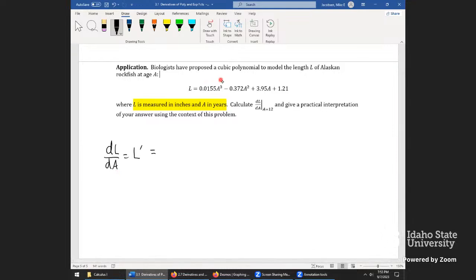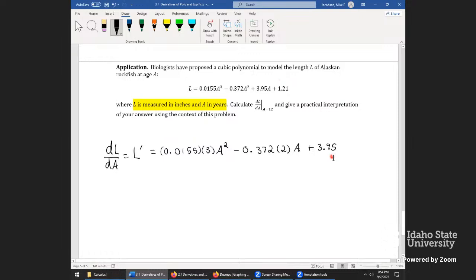That's a power function. So 3 will come down and multiply 0.0155. And the new power of A is power 2. Then same exact strategy. Copy the constant, which is negative 0.372. Will be multiplied by 2. I'll use parentheses to indicate multiplication. And the power of A is now 1. On this one, this is where it gets fast. That's just a 3.95 because the power of A is 1 right there. A cancels off essentially. And this is a constant. The derivative of constant is always 0, so we just ignore it at this stage.